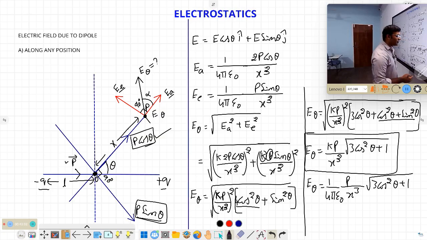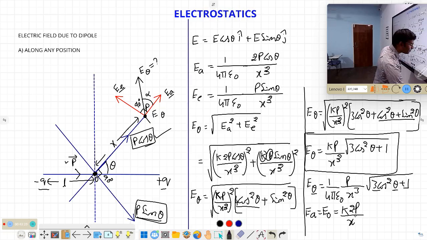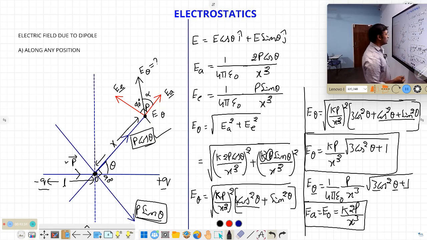Now apply the condition. If it is the axial field, theta is equal to 0, that is E0. Put the 0 value. Cos 0 is equal to 1, so 3 plus 1 is under root 4. Root 4 means 2, so k into 2, you get 2p by x cube. It is similar to the axial field formula we derived just before.